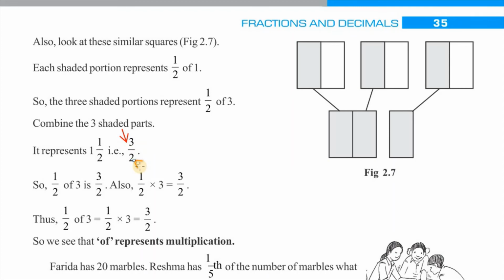So this fraction represents exactly that. One way to get this fraction is to multiply half by 3. So half into 3 is equal to 3 by 2. You can also represent it as 1 and a half. How you can get this 1 and a half is you can just add these 3 halves: 1, 2, 3 halves. So you're going to get 1 and a half.